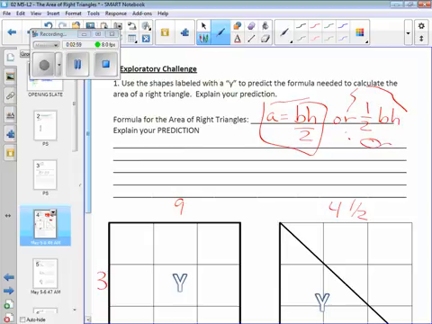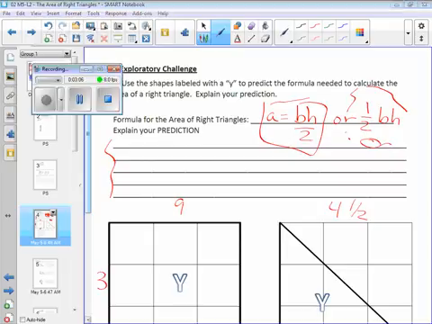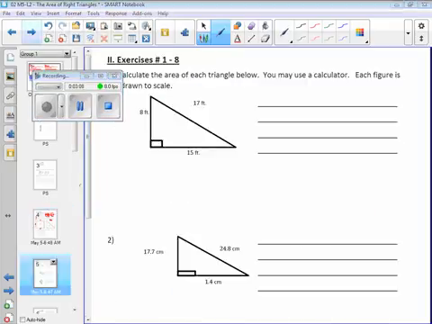I'm actually going to skip this, explain the predictions only because we're short on time. I want to put the formulas into practice. You still have trash numbers you've got to deal with. Start off by writing the formula. Oh, by the way, do our sides have fractions in them or not? So we can use base times height divided by 2.